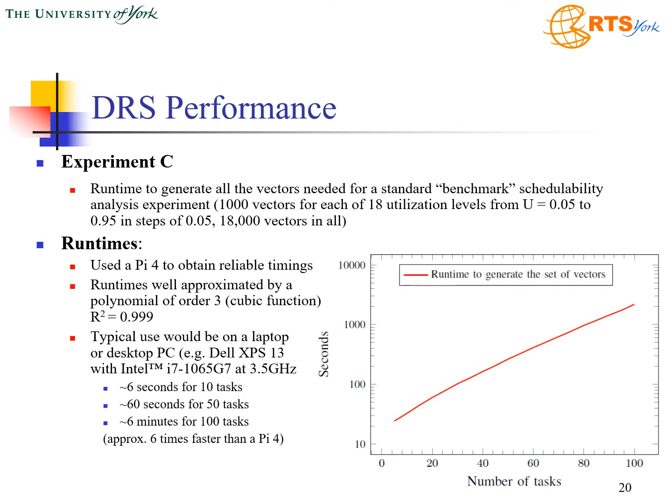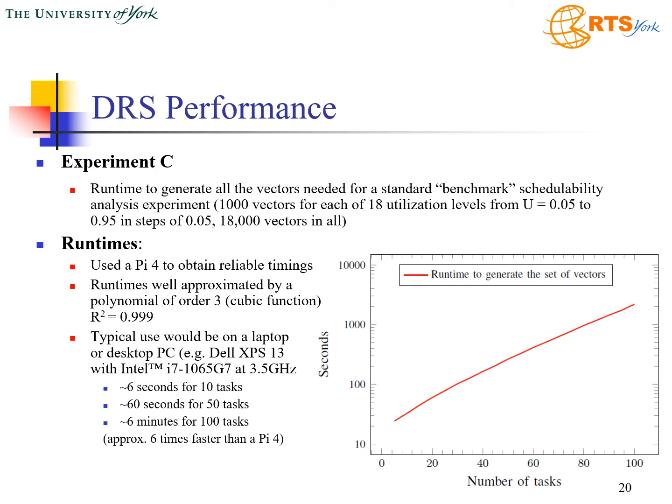In the third experiment, we examined the runtime required to generate all of the vectors needed for a sort of standard benchmark schedulability analysis experiment. So here we generated 18,000 vectors at a variety of different utilization levels. We used a Pi4 to obtain reliable timings, and we found that the runtimes, as shown in the graph, are well approximated by a polynomial of order 3, in other words, a cubic function.